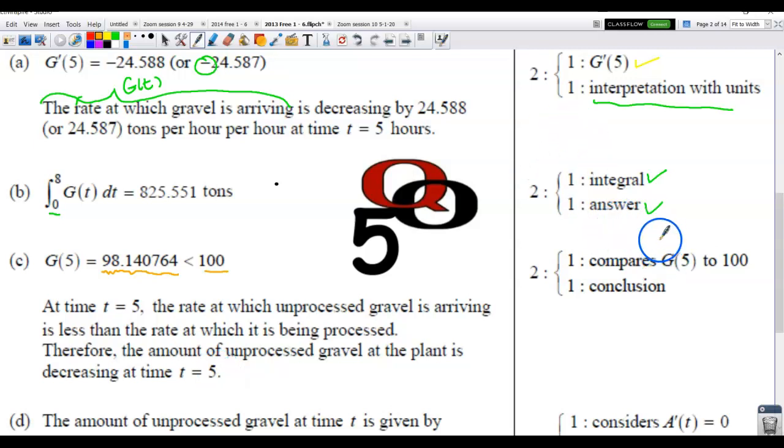So for that question, you get 1 point for comparing G of 5 to 100. Now, the other thing that you could have done is you could have said the in rate of 98.140, or 98.1 if you rounded it, minus the out rate of 100 is less than 0. That's the same thing as comparing G of 5 to 100. So if you did it like that, you're perfectly fine. And then the conclusion should be that the amount of unprocessed gravel at the plant is decreasing.